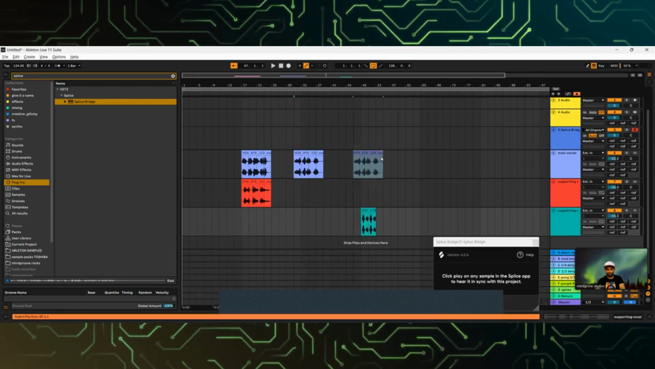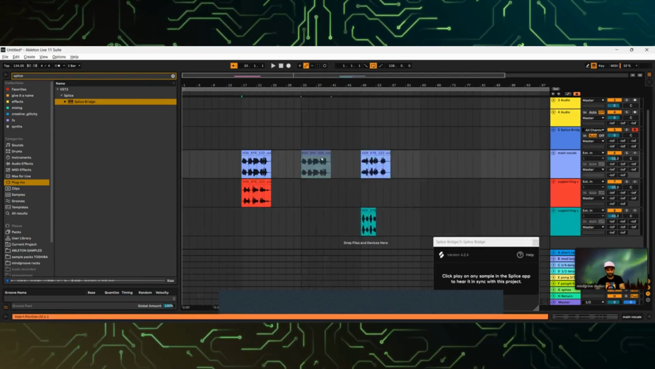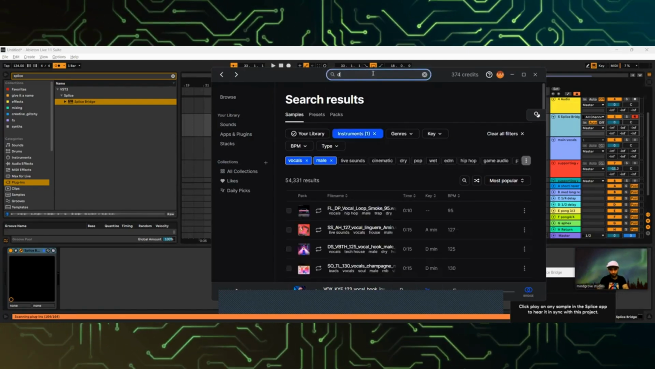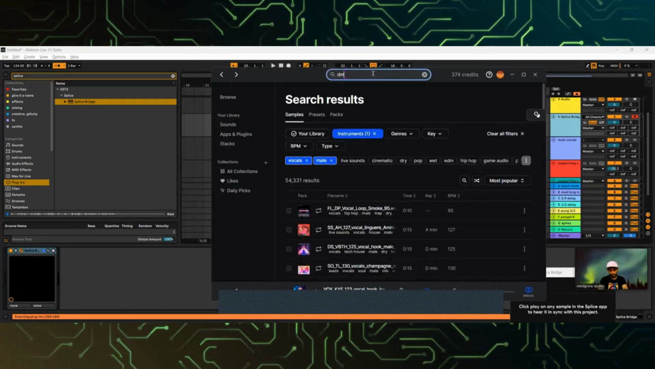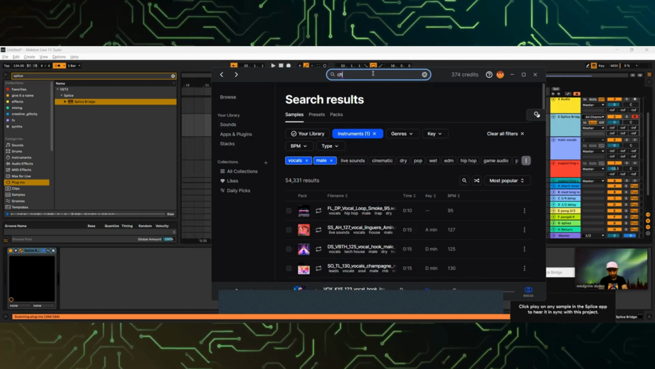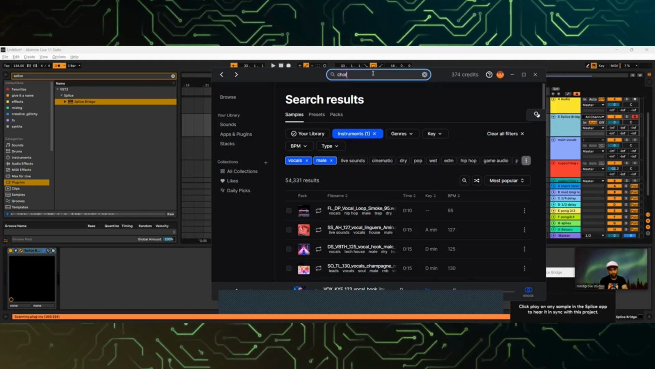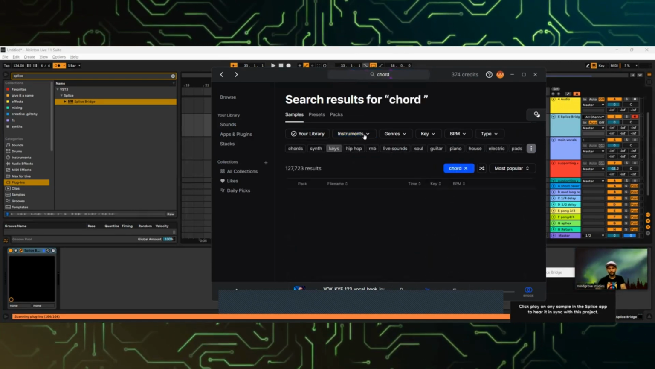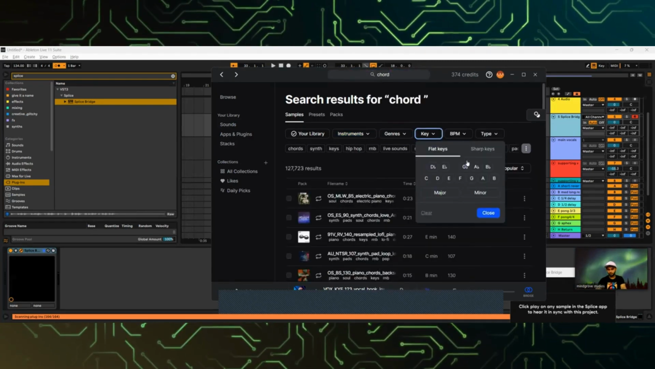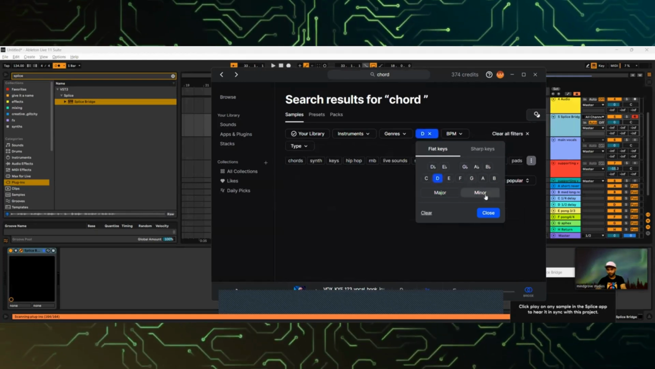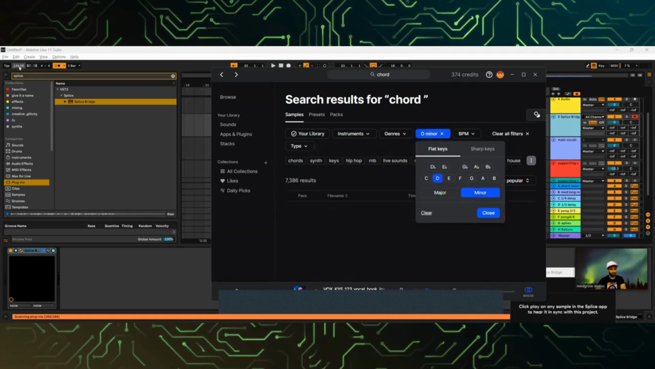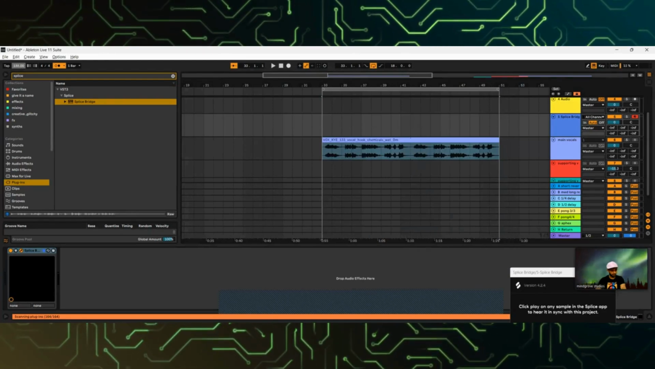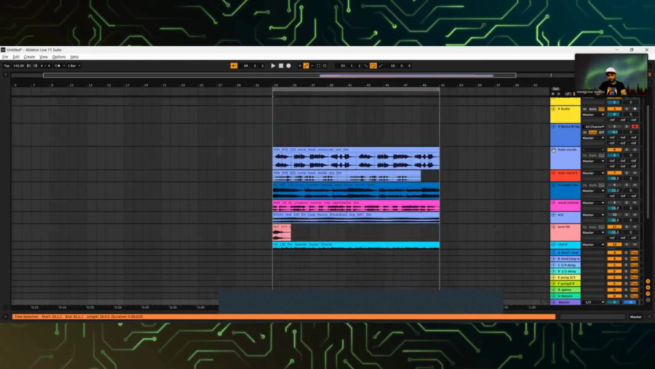And yeah, let's find some sounds, good melodies, something. So let's find some chord, chord, yeah. And key should be D minor, and our BPM, let's keep BPM 142.